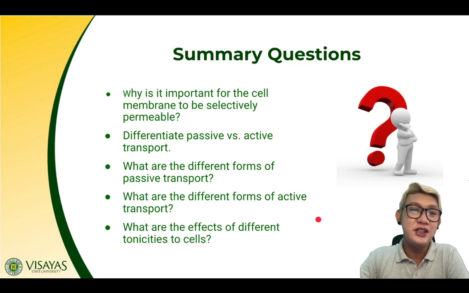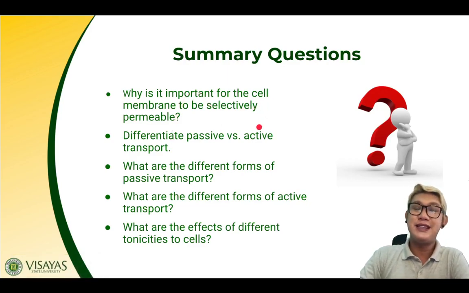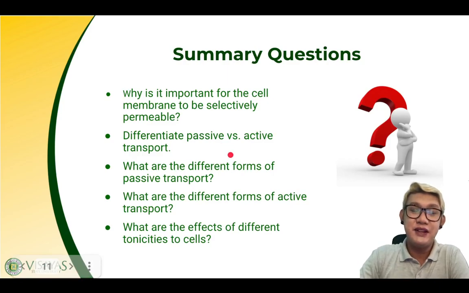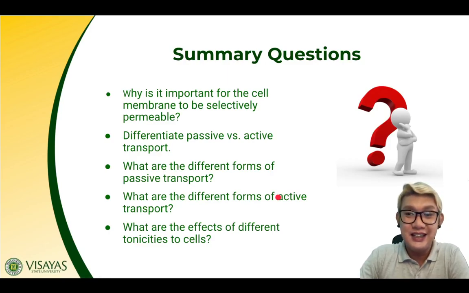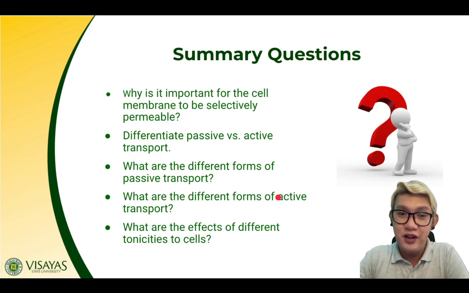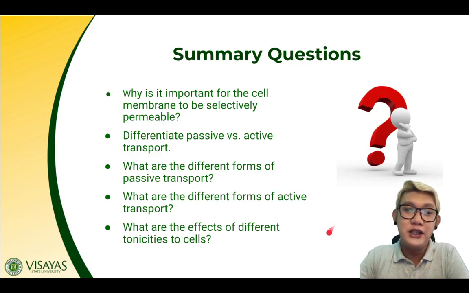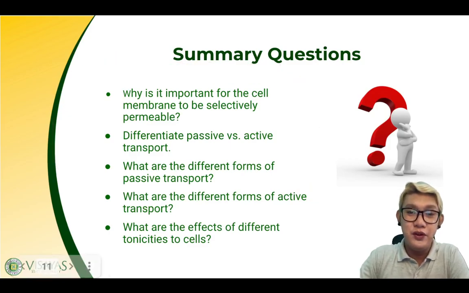So as guide questions, here are the following. Why is it important for the cell membrane to be selectively permeable? How do you differentiate passive versus active transport? What are the different forms of passive transport? And what are the effects of different tonicities to different types of cells? I hope this will be helpful in guiding you as you review this topic.